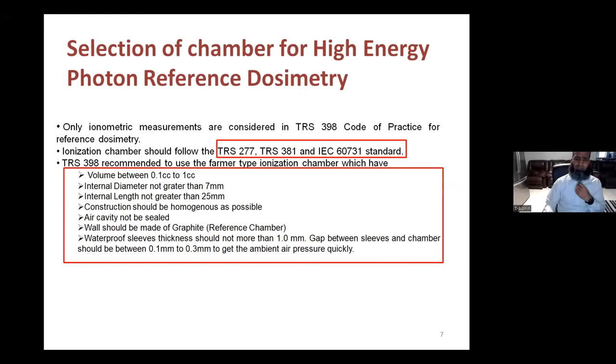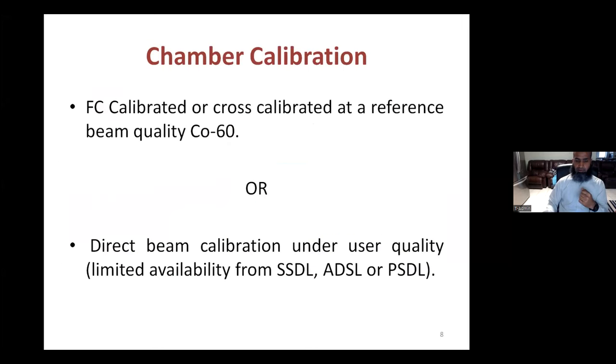Okay, the air cavity is not sealed. This is called a vented chamber. A wall should be made of graphite. This is the most recommended one, but there can also be a waterproof sleeve. They normally put it on top of it. The recommendation for these sleeves is not more than 1 millimeter thick. Normally it is around 0.1 to 0.3 of a millimeter.